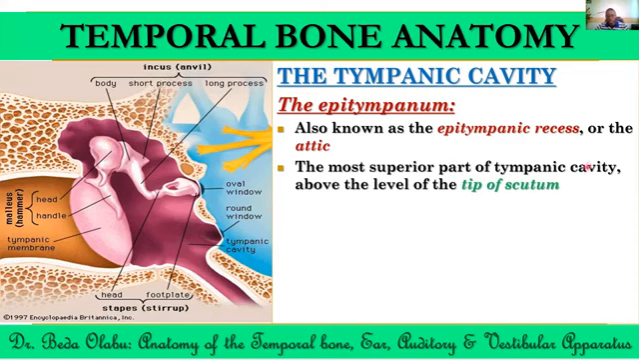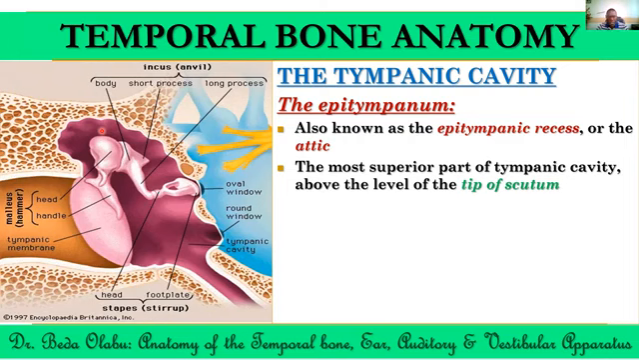It is the most superior part of the tympanic cavity, above the level of the tip of the scutum. This is the scutum. The scutum is that sharp inferior margin of the upper bone, or the upper attachment of the eardrum. This point here is what we call the scutum. So the superior rim of attachment of the eardrum has a sharp projection inferiorly, which we call the scutum. If you take a horizontal from the level of the scutum, horizontally perhaps to the tympanic portion of the facial nerve, which is that one, the region above that imaginary line is what we call the epitympanum.